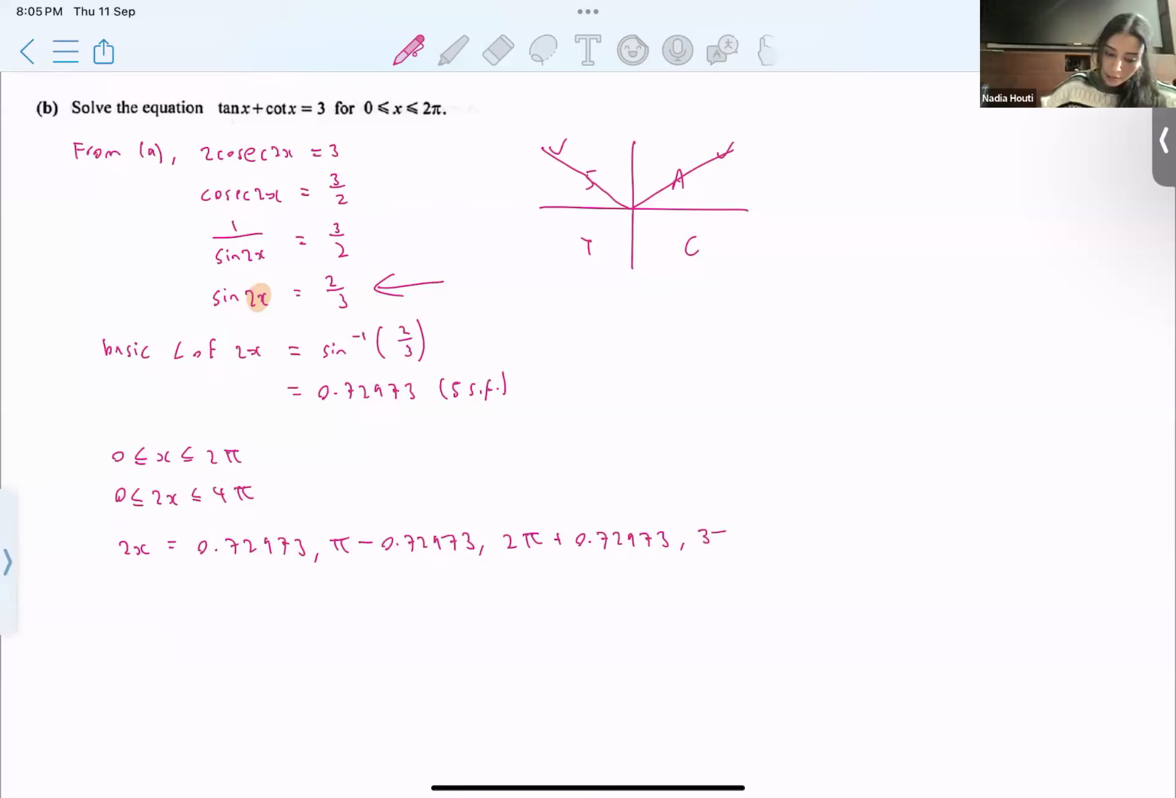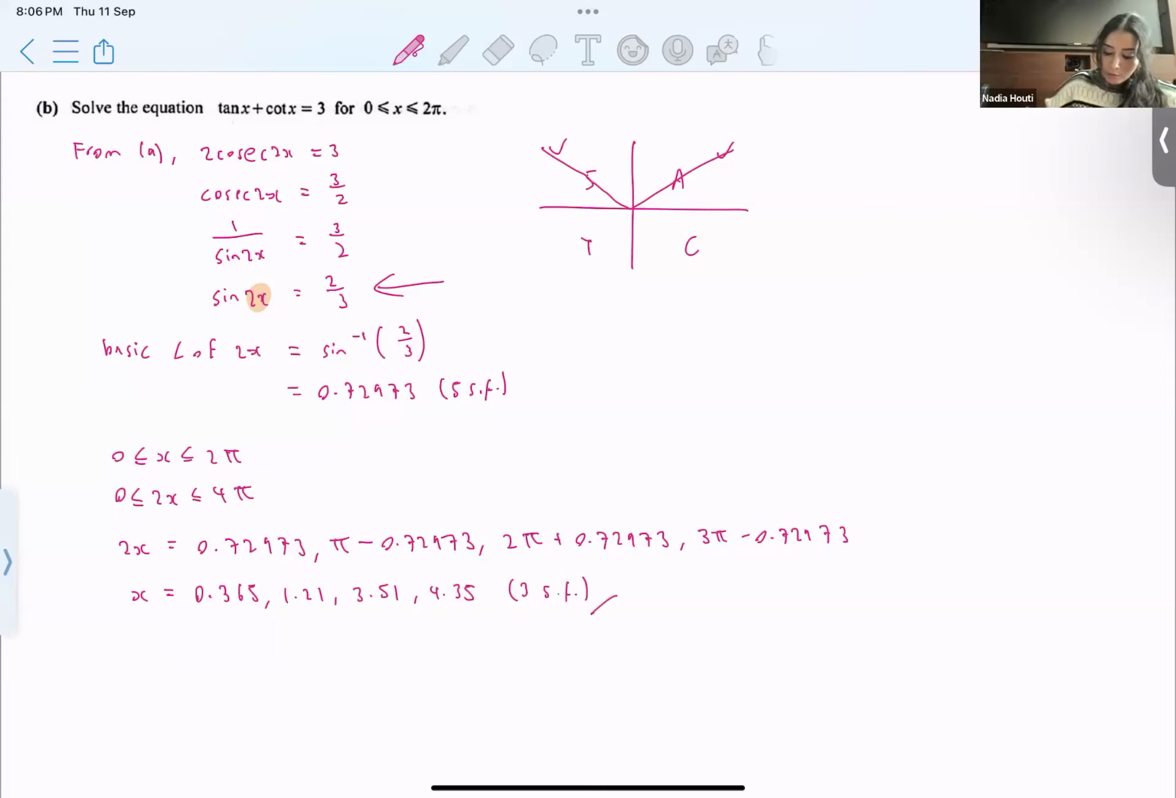Okay, so 3π minus 0.72973. That will be in the second quadrant, but for the second round. Then we simplify our answers and divide by 2 because we only want x. That will be 0.365, 1.21, 3.51, and 4.35 to 3 SF because it's your final answer in radians.